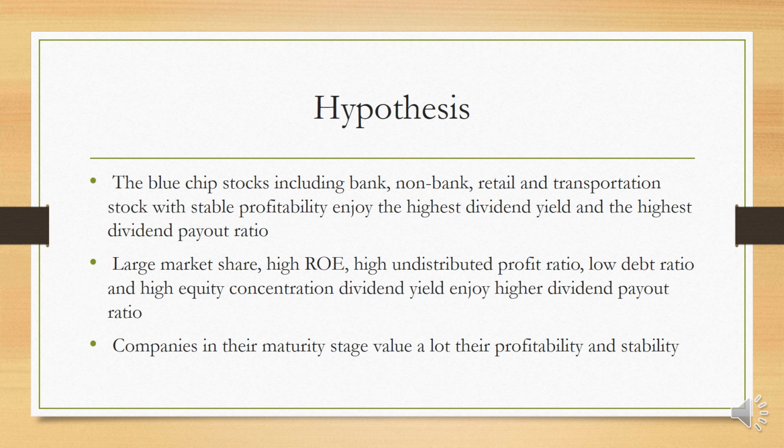The blue chip stocks, including bank, non-bank, retail, and transportation stocks with stable profitability, enjoy the highest dividend yield and the highest dividend payout ratio by using such high cash flow. High-tech growth industries, such as companies like semiconductors, have the lowest dividend payout ratio.